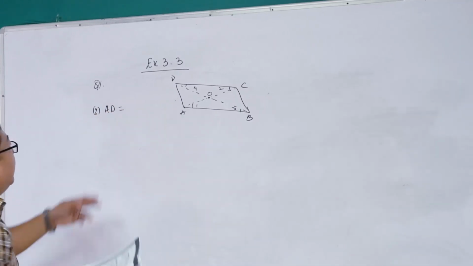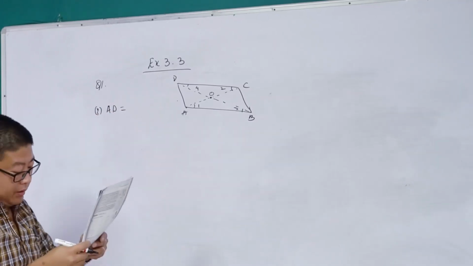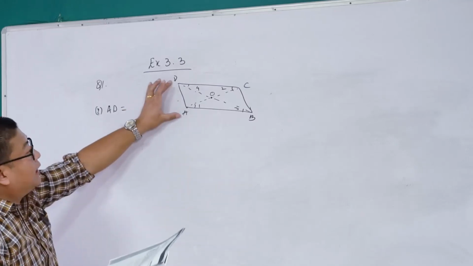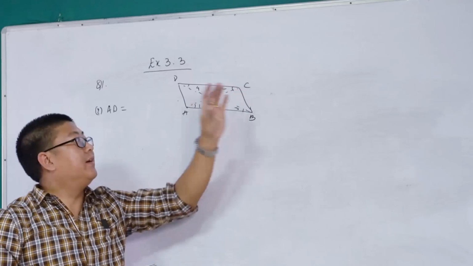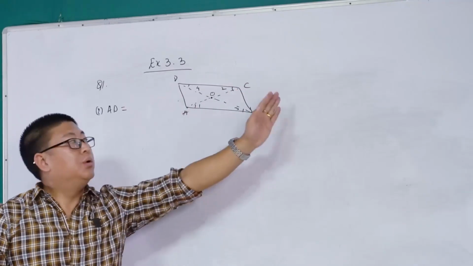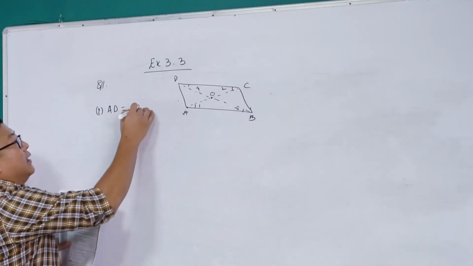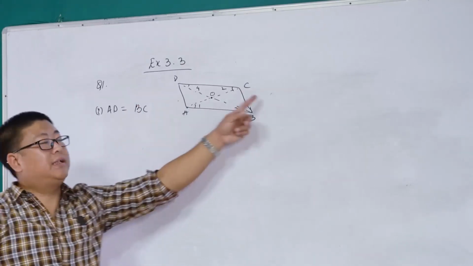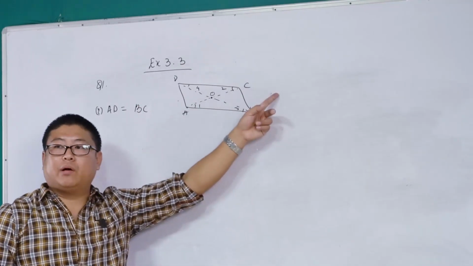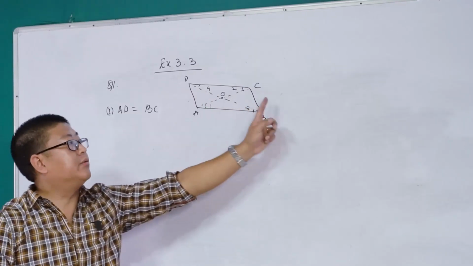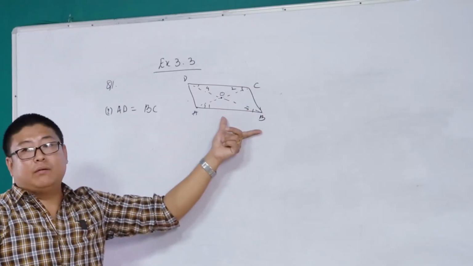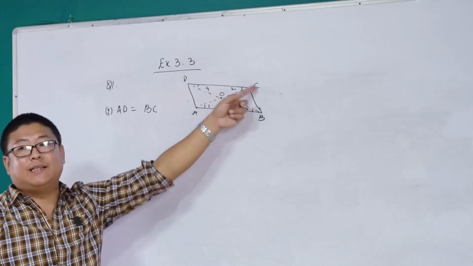AD is equal to, as we have learned earlier, AD is equal to BC. Opposite sides are equal in a parallelogram. In a parallelogram, opposite sides are equal. That means AD is equal to BC. AB will ultimately be equal to CD or DC.